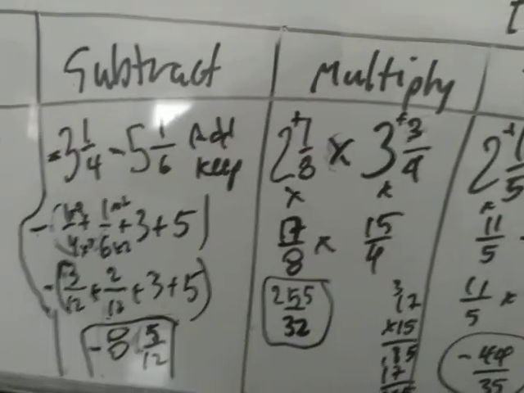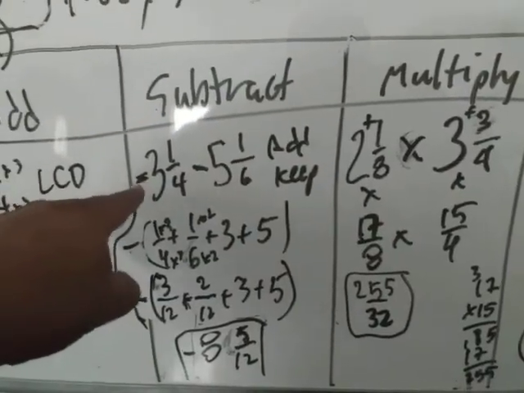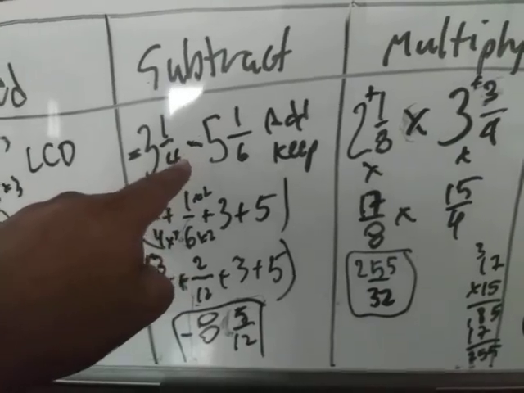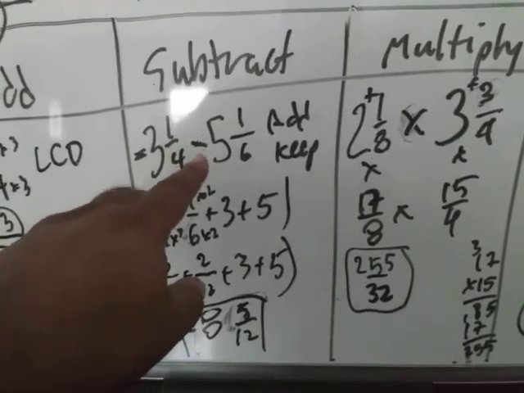What about subtracting? Well, this is clearly a negative, and you're taking away something. So you're adding, you have to add and keep the sign negative.